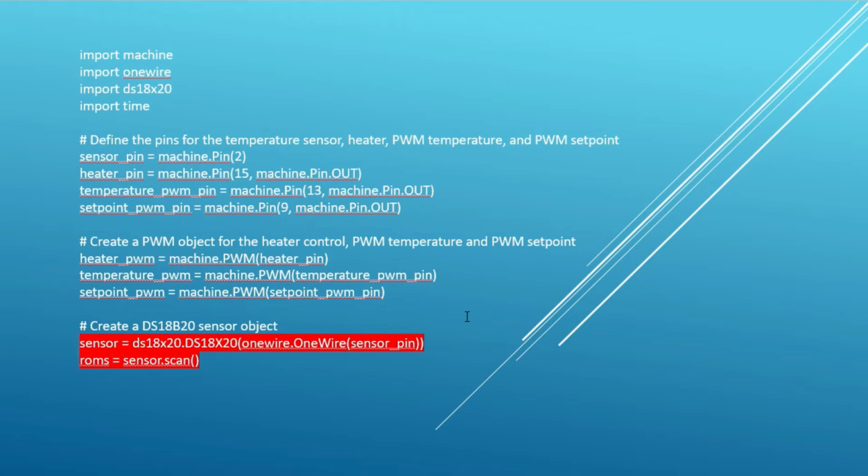This code creates a sensor object that can be used to communicate with the DS18X20 temperature sensor over pin 2 of the Pico. sensor.scan is a method. Think of a method as a subroutine of the object. In this case, the object is called sensor. This method scans the one wire bus to determine the address of the temperature sensor to be used later in the program.